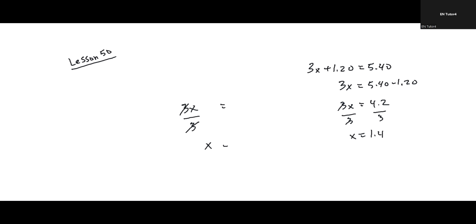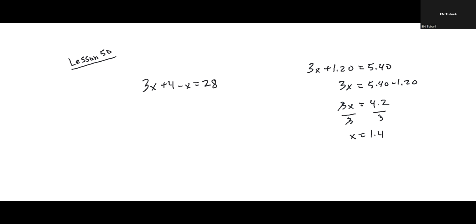And this time we'll do example 2. And example 2, let's see. We'll move on to example 3. This is a little bit tougher, so let's do that one. 3x plus 4 minus x equals 28.